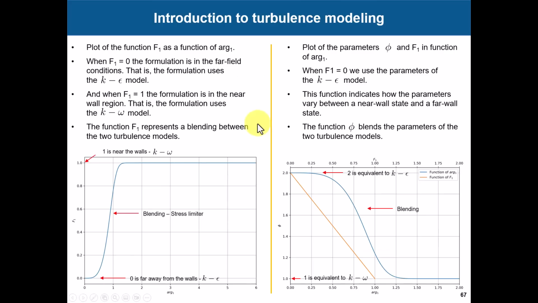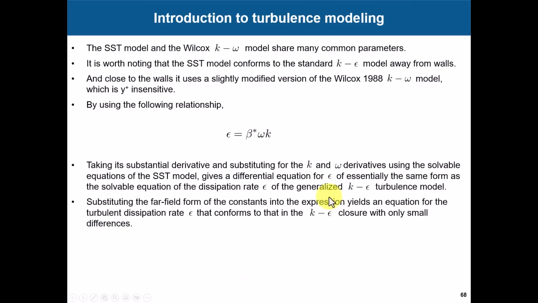But the idea of this function is just to control the behavior. You have a function f1 computing a value. If that value is 0, it will go to the behavior of k-epsilon, and if the value is 1, it will default to the k-omega. So here you have how those functions control the change, and so on.